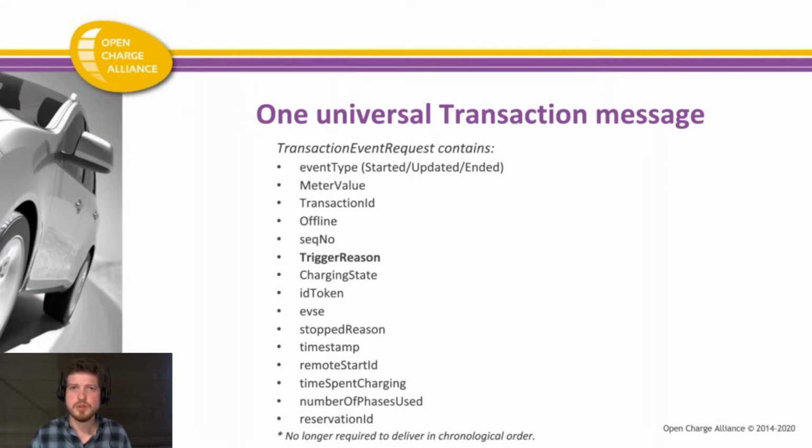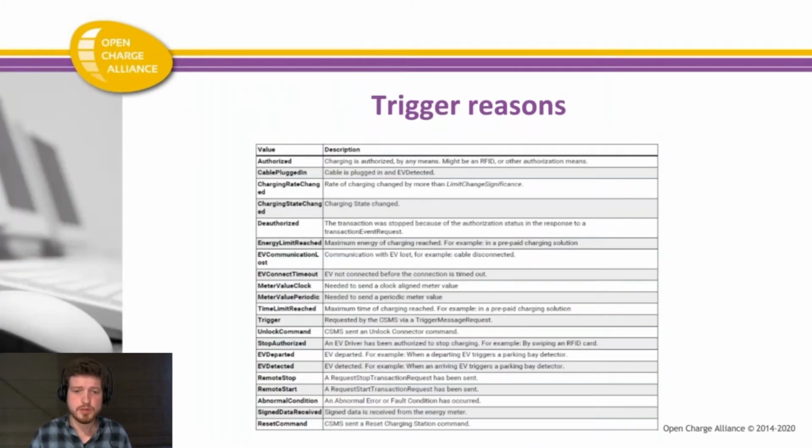The trigger reason field contains a list of trigger events which can trigger a transaction event message to be sent. This is the list of possible values. These are not all mandatory. There are also some conditional values. So for example, energy limit reached. This value is only used in prepaid charging solutions. So if you're not using that business case, then you don't need that value.